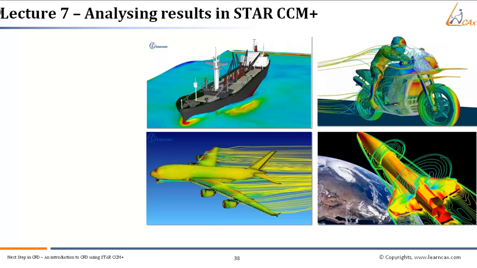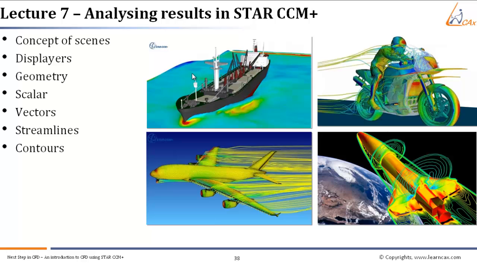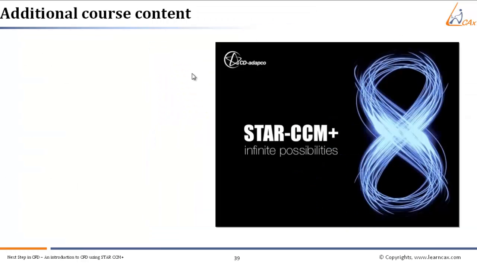The last lecture, lecture 7, is on how to extract different types of results. As images shown here, you can extract different contours, different plots, different animations. So this particular lecture will teach you all those things.